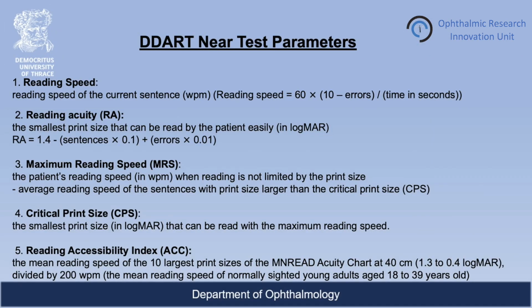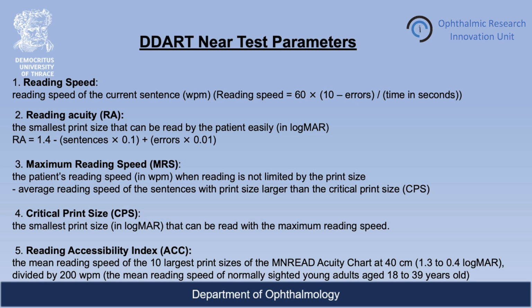Reading speed is the reading speed of the current sentence in words per minute. It is calculated by the following formula, where errors is the number of mistakes made by the patient in the current sentence, and time in seconds is the patient's reading duration of the current sentence. Reading acuity is the smallest print size that can be read by the patient easily in logMAR. It is calculated by the formula presented in this slide.